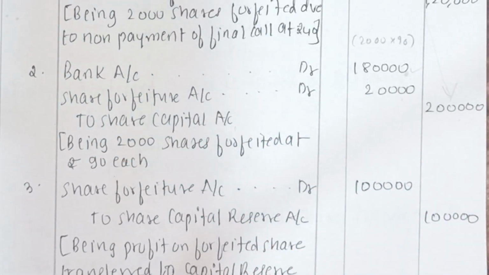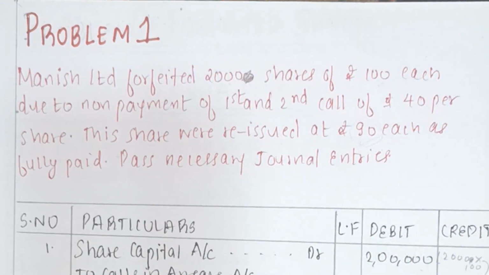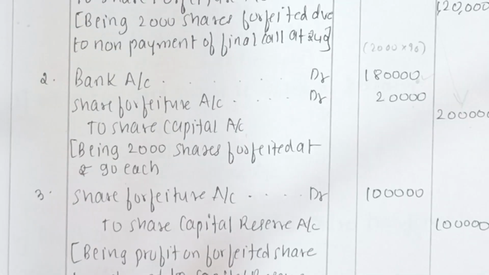In the beginning of the video, I gave you all 3 instances wherein the forfeited amount is reissued at par, premium or discount. As in this example, we can see it is reissued at discount. Therefore you take this entry. So start with bank account. One share is rupees 90. We have total 2,000 shares. 2,000 into 90 will give you 1,80,000.